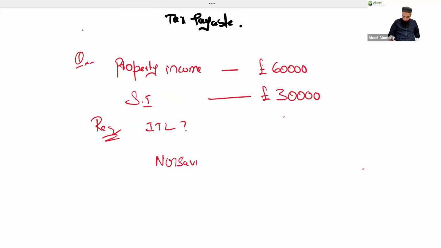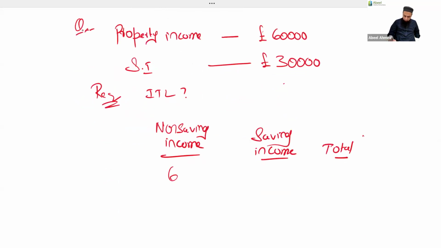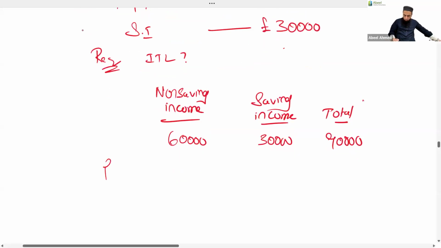Non-saving income. Another column is saving income. Total. Property income 60,000. Saving is 30,000. Total becomes 90,000. Personal allowance 12,570.